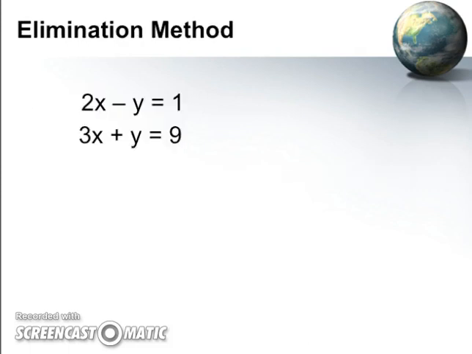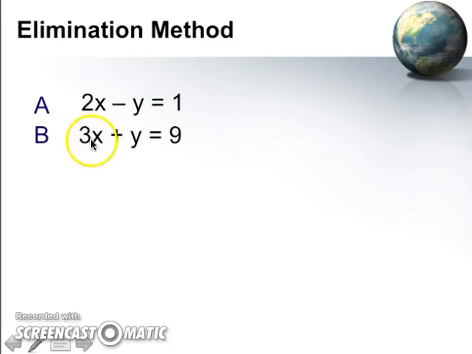So here are our two equations, 2x minus y equals 1, 3x plus y equals 9, and what we're going to do is try and solve this by eliminating either the x or the y and then solving for what's left and substituting back in. That's the whole plan. The first thing we're going to do is label our equations, and then we're going to look at the coefficients in front of the numbers.